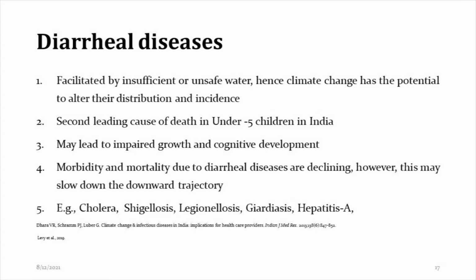Climate change has the potential to alter the disease distribution and incidence of such diseases. Diarrheal disease is the second leading cause of death in under 5 children in India. This also could lead to impaired growth and cognitive development. Morbidity and mortality due to diarrheal diseases are declining. However, this may slow down the downward trajectory because of climate change. Some examples of waterborne diseases are cholera, shigellosis, legionellosis, giardiasis and hepatitis A.